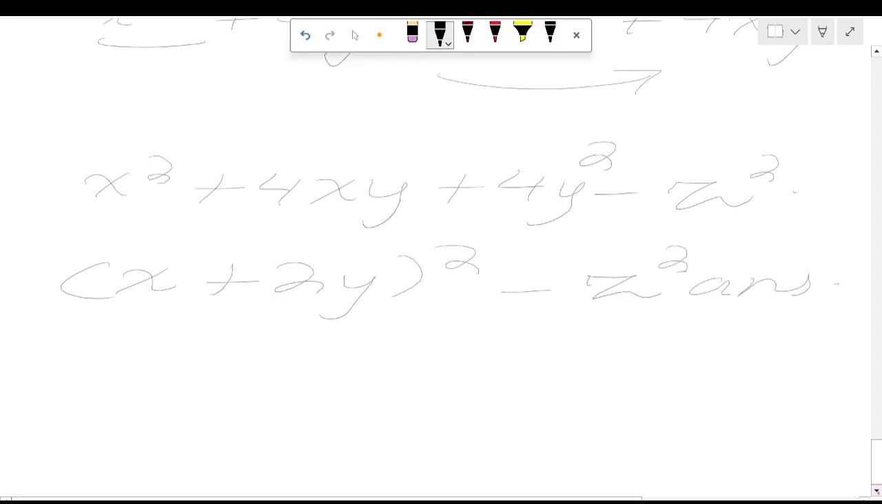And furthermore, in question number 10, they said that we need to show this expression as the difference of two squares. So whenever a question asks you to find the difference of two squares, that will always be a square minus b square. Now you can simplify this expression much further. Here we have a square minus b square, so you can write x plus 2y plus z, and then x plus 2y minus z. So this will be our final answer for question number 10.